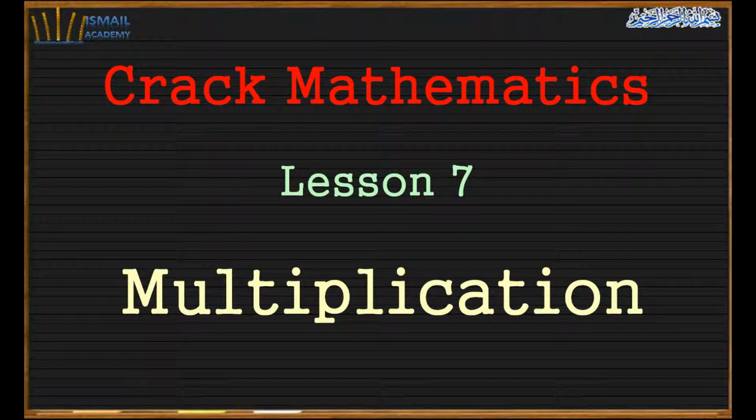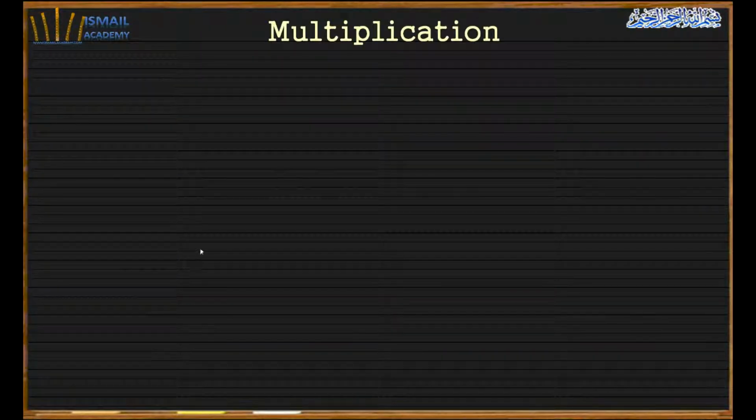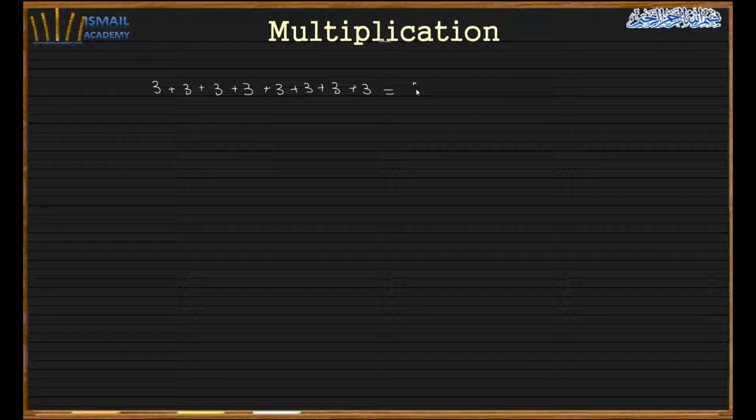So welcome to Crack Mathematics. So lesson 7 today is about multiplication. Using the example we did in the introduction, we sum 8 threes. So we got 3 plus 3 plus 3 plus 3 plus 3 plus 3 plus 3 plus 3, and we got 24. So we got 8 of threes.